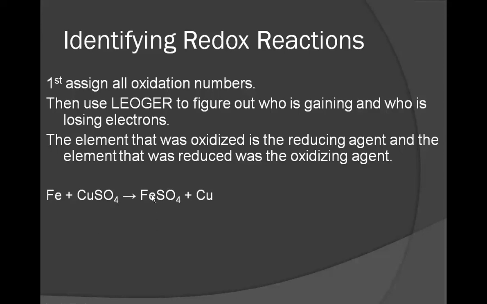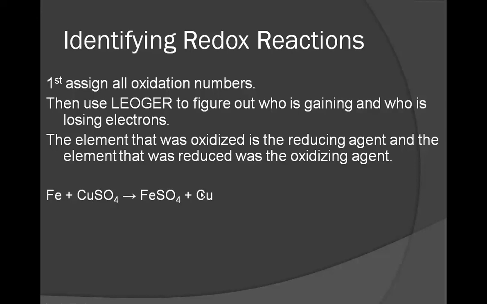So for iron, to go from 0 to +2, what had to happen to it? Well, it lost electrons. So iron loses electrons and therefore is oxidized. So iron goes from 0 on the left to +2 on the right. That means it lost two negatively charged things and therefore was oxidized. That also makes it the reducing agent. Remember, whoever was oxidized is the reducing agent.